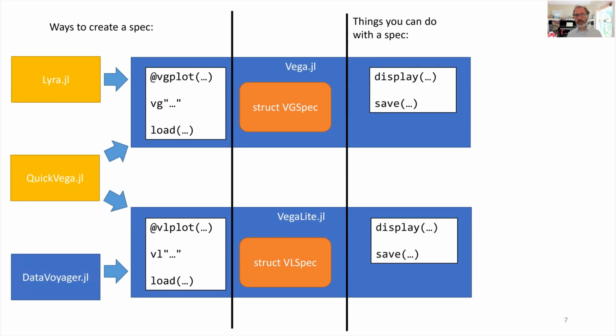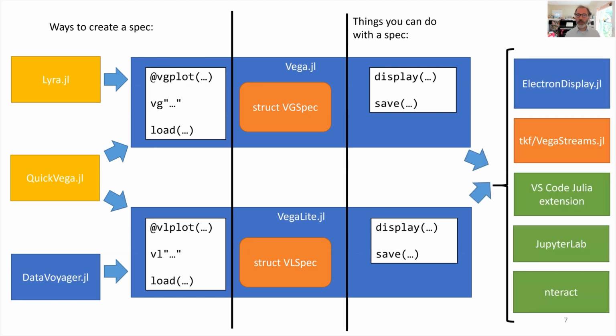On the right-hand side, things you can do with Vega-Lite specs is you can display them and you can save them to disk. The display story, though, is a lot richer than it looks here because the Vega ecosystem is tightly integrated with a whole bunch of downstream clients and packages for displaying plots that I will also cover later on.